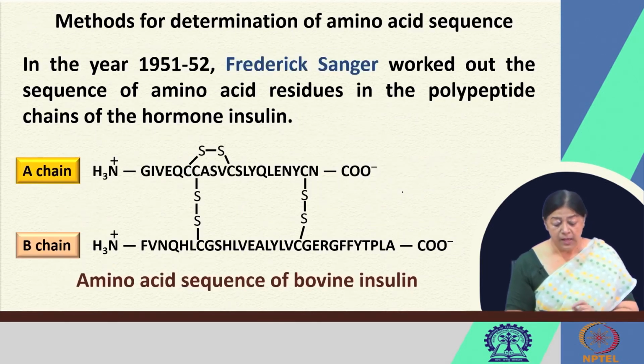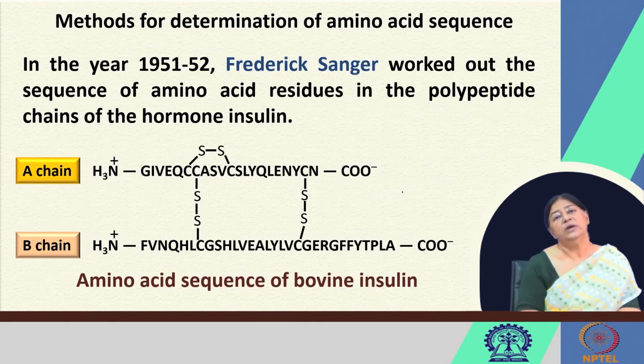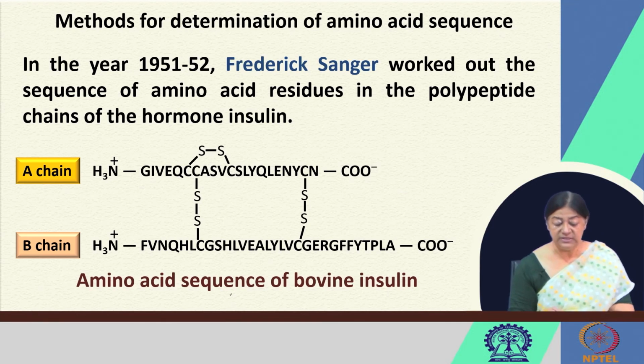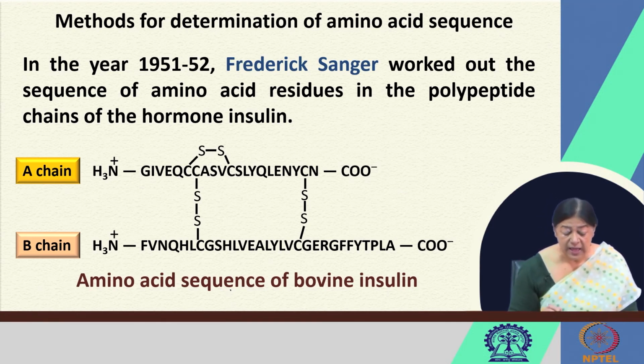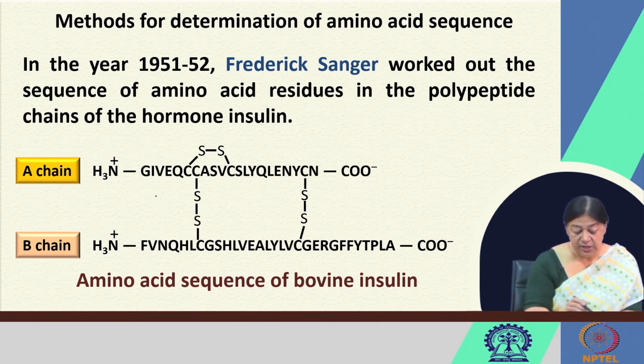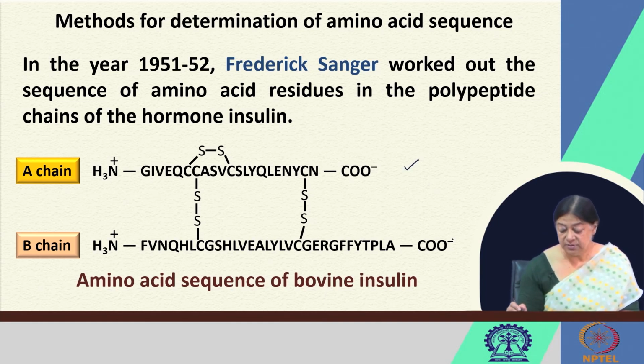Now, if we want to look at the amino acid sequence, there are methodologies that help us in determining the sequence of the proteins. If we look at insulin, this is the amino acid sequence of bovine insulin, and we find some specific features here. There are two chains in insulin, the A chain and the B chain. Let us try and look at the structure and see what we can understand from this.